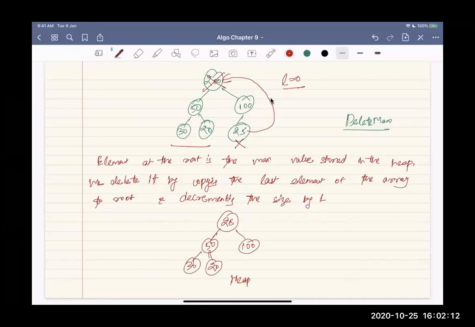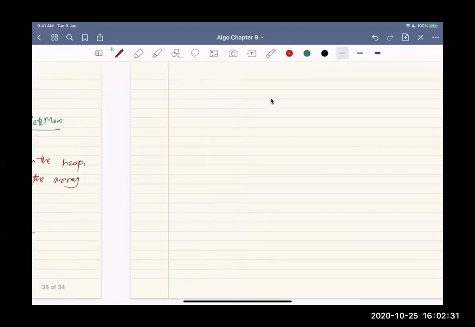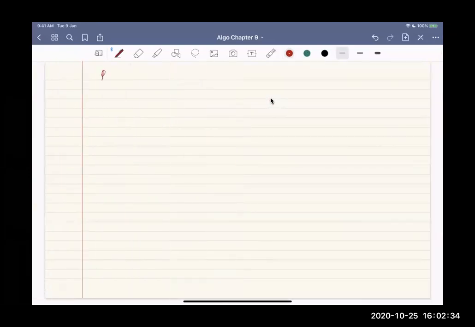The next step was maintain the value property. So you see immediately it is not maintaining the value property. 25 should have been the largest here, but it is less than 50 and less than 100, right? So when you place the last element at the root, placement at the root may violate the heap property, the value restriction. So what should you do then?